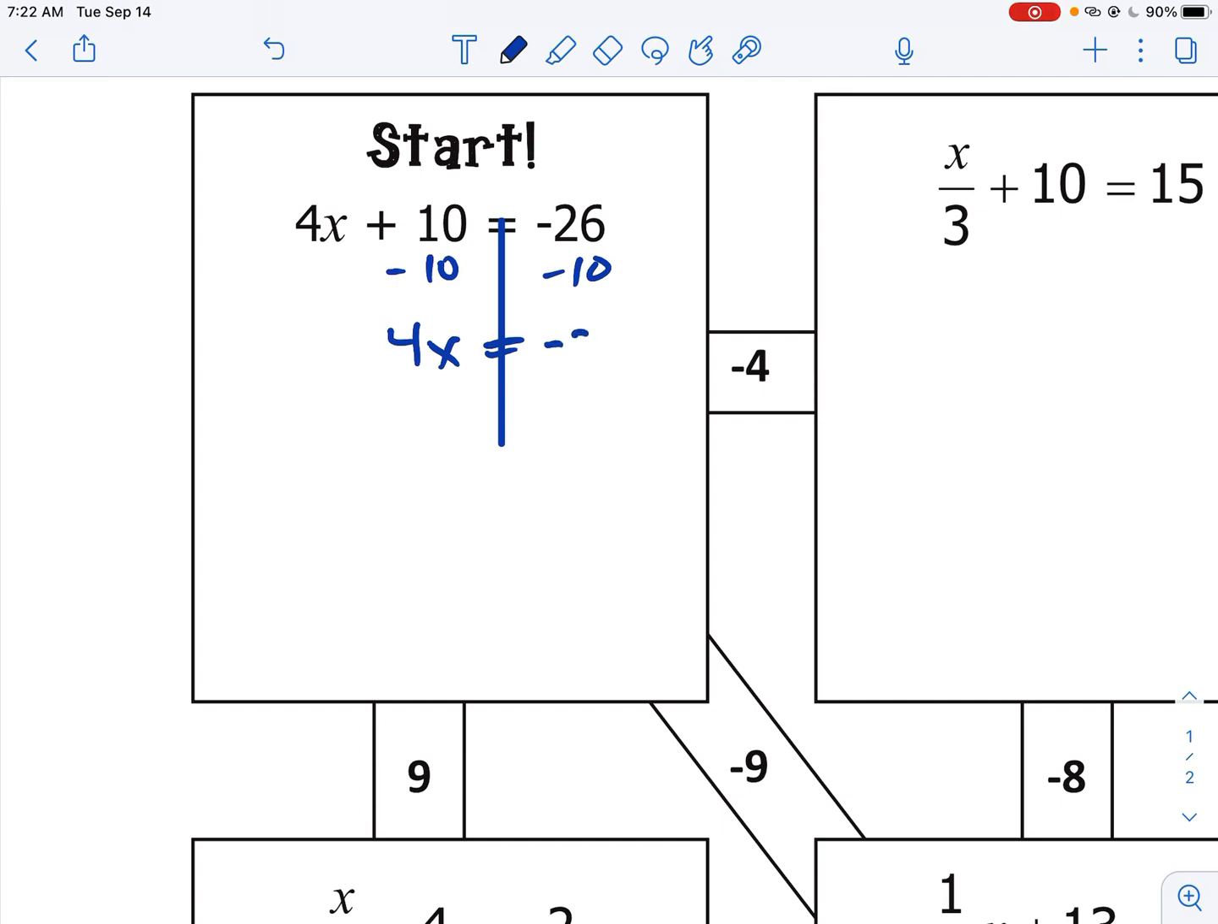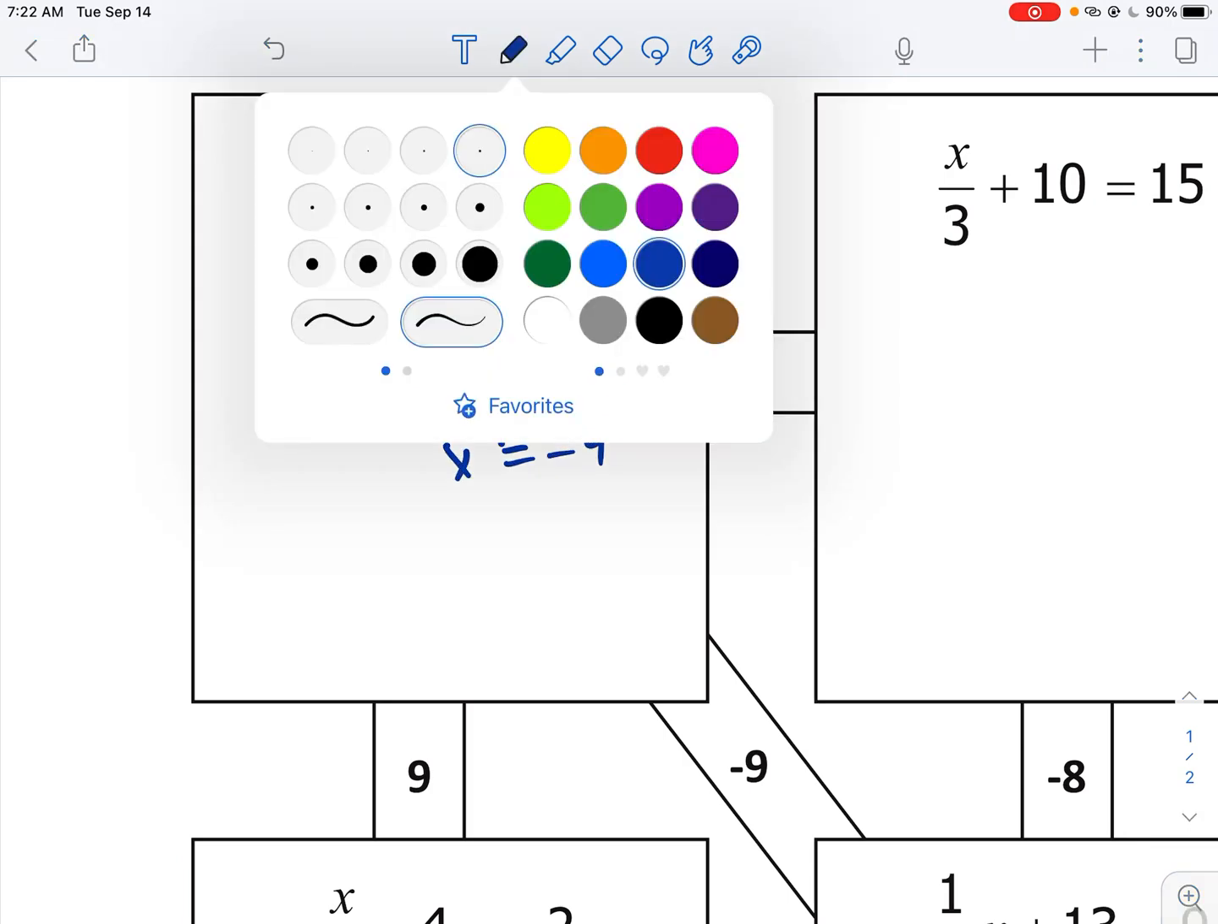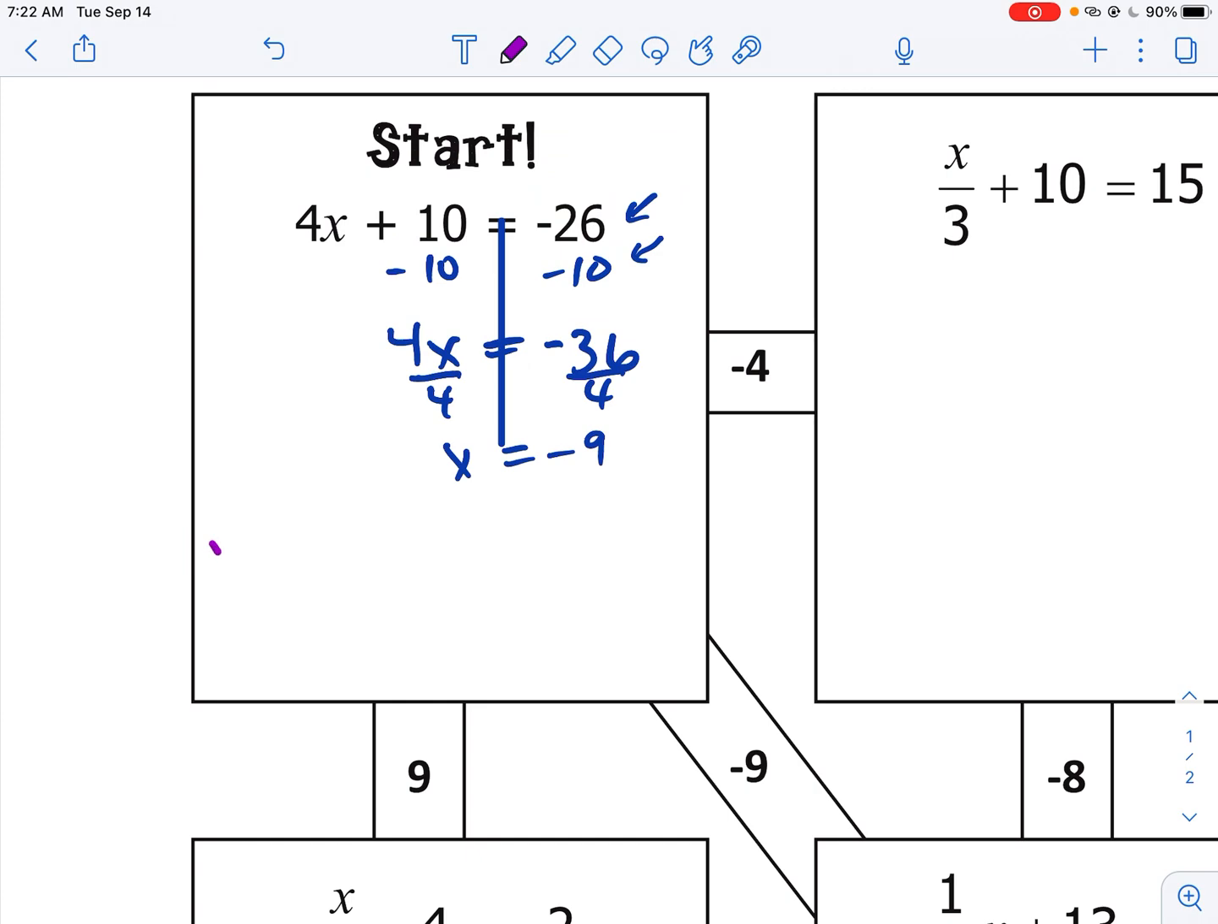That way I only have the 4 multiplied by the x at this point, and this will get me negative 36. Remember, this has 26 negatives, this has 10 negatives, so that would be a total of 36 negatives. I divide both sides by 4, and I get x equals negative 9.